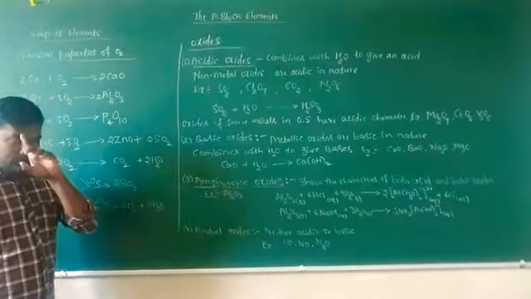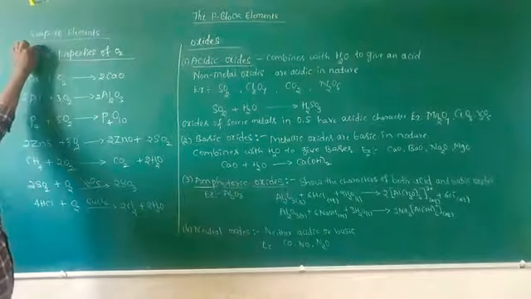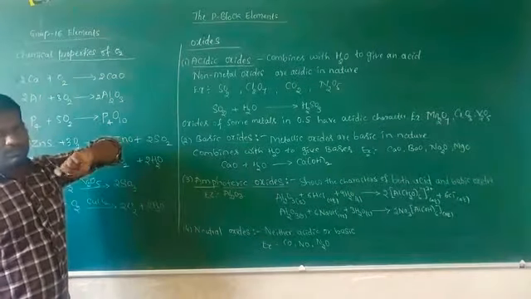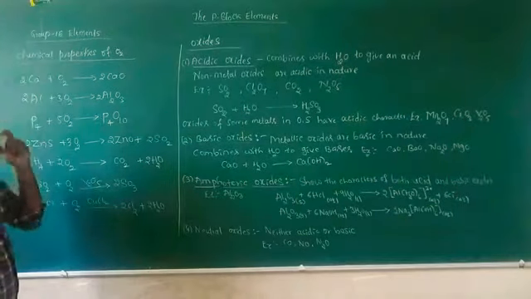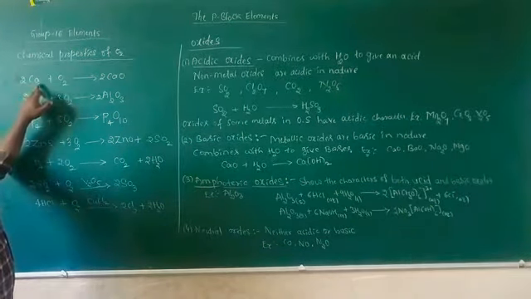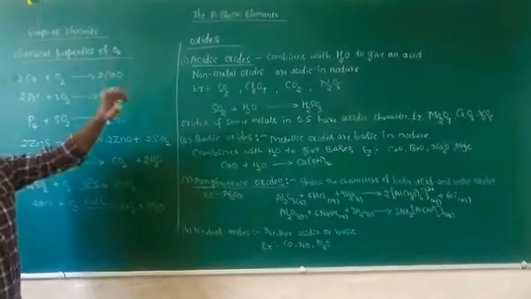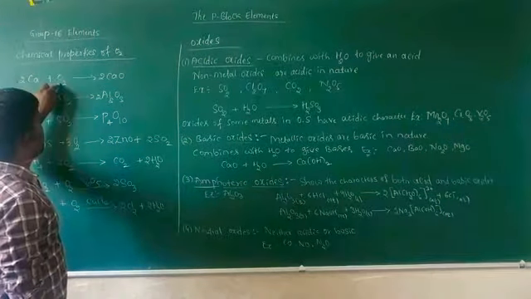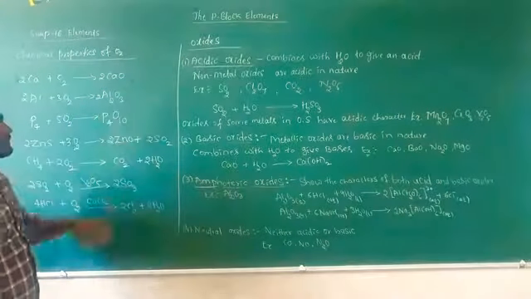Now students, continue the p-block elements chapter in the group 16 elements: chemical properties of dioxygen. Dioxygen reacts with the metals. Dioxygen reacts with metals like calcium and aluminium to form the respective metal oxides. Calcium is a metal, which reacts with dioxygen to form calcium oxide, a metal oxide.